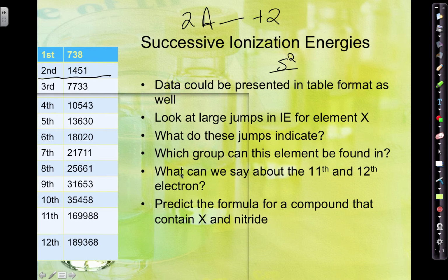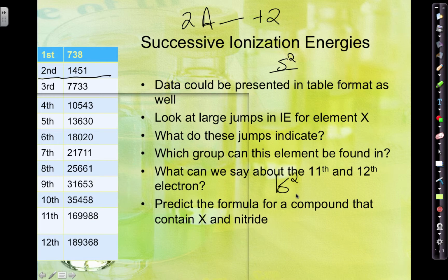All right, so if we look at the 11th and the 12th electron, that requires a lot of energy, and if you look, there's a huge jump between the 10th and the 11th. Those are probably in the 1s sublevel because they're closer to the nucleus, because they have a greater force of attraction. All right, then it says predict the formula of a compound that contains whatever this is and nitride.